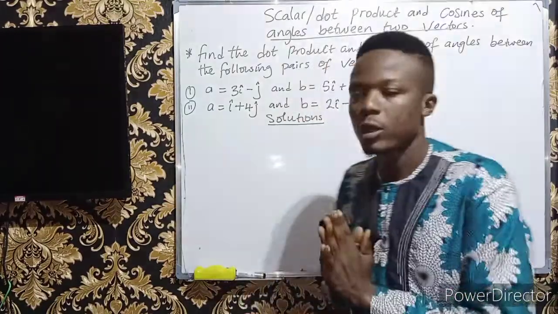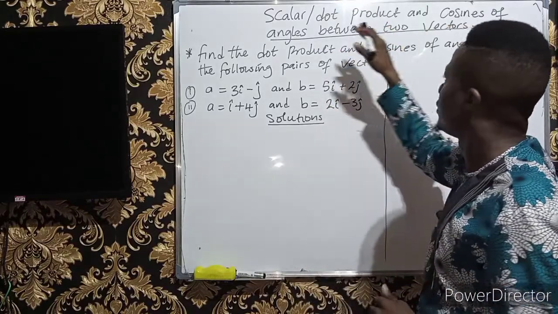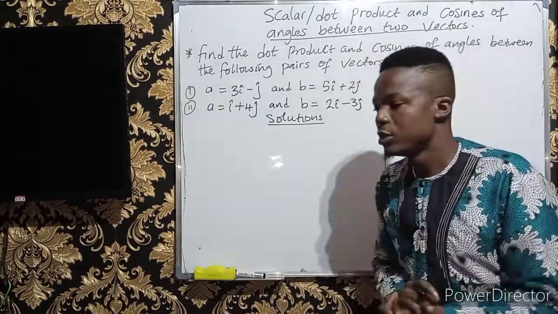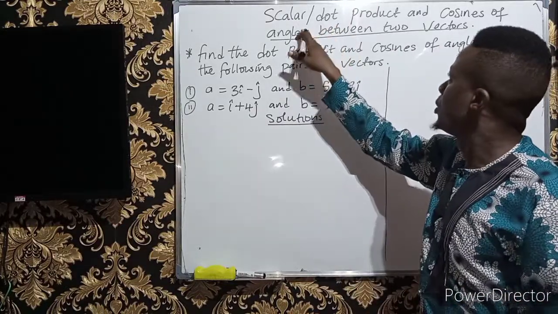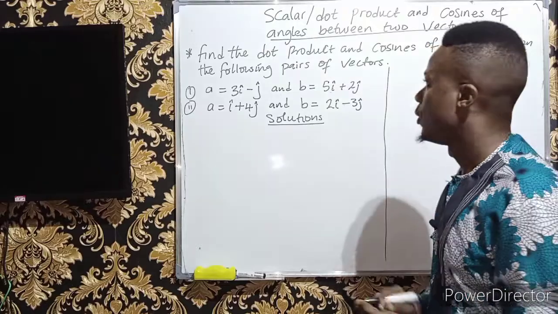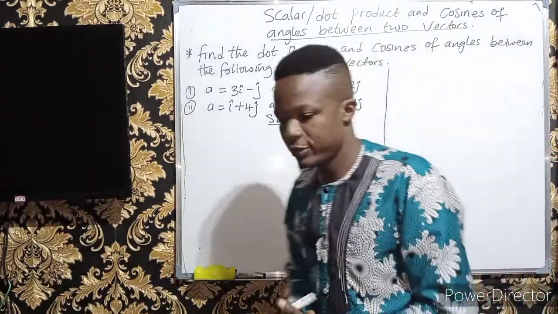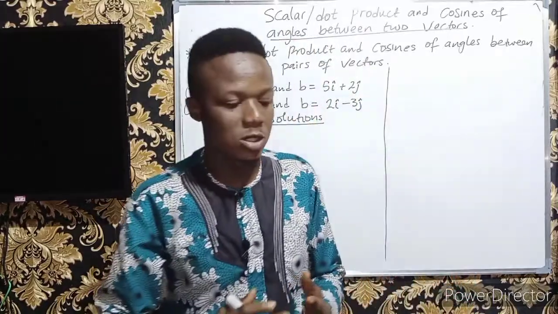In this video, we are going to discuss the scalar or dot product and cosines of angles between two vectors. If you don't call it the scalar product, you are free to call it the dot product. They are the same thing. And also the cosines of angles between two vectors. These are the things we are going to discuss.